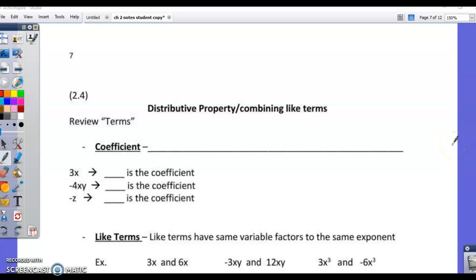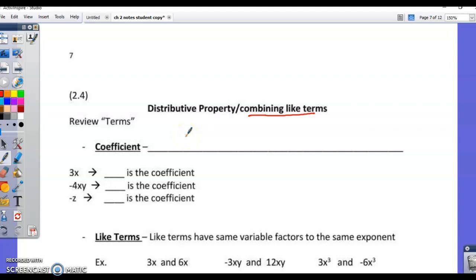All right, so for this 2.4, we're going to split up into a couple sections. But we are basically going to be talking about first combining like terms and then finishing with the distributive property. So our focus for this video is going to be like terms, what they are, and how we combine them.